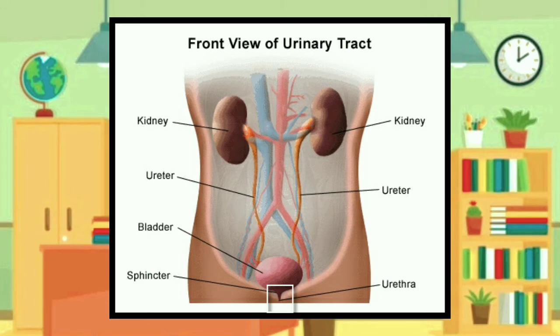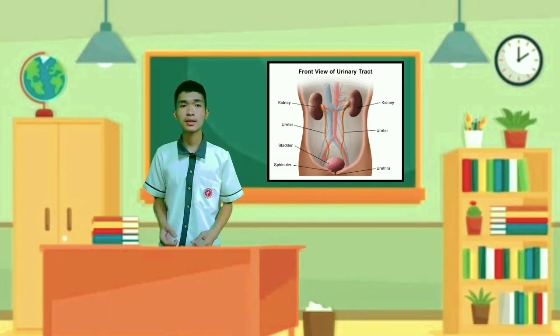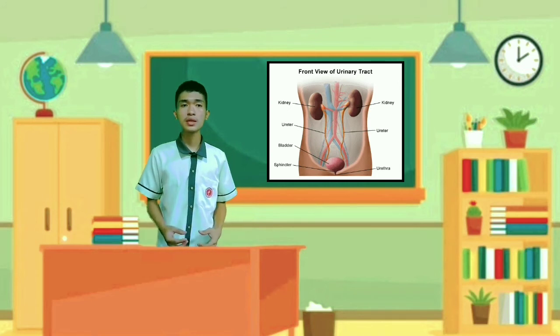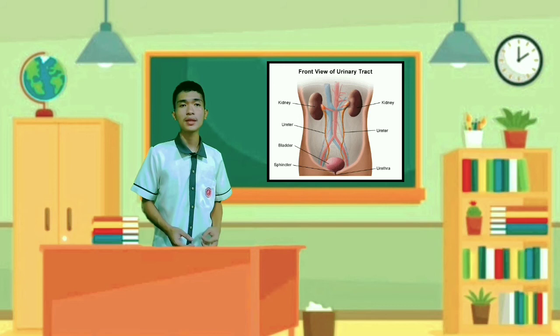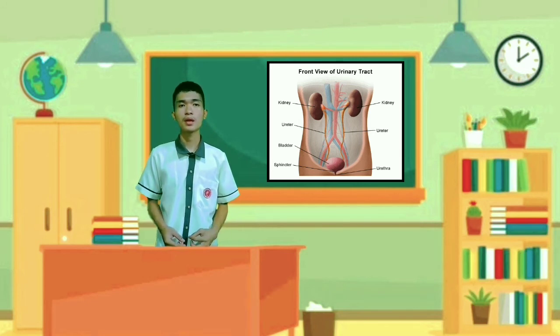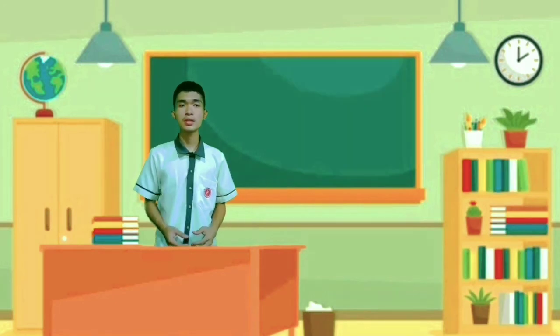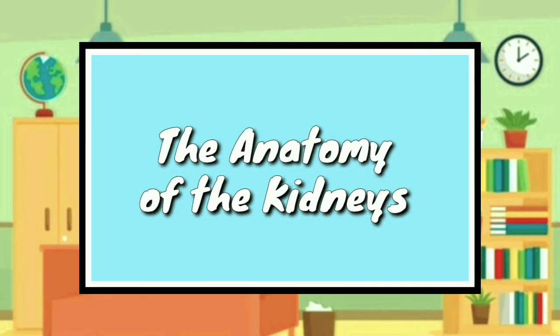The brain signals the bladder muscles to tighten, which squeezes the urine out of the bladder. At the same time, the brain signals the sphincter muscles to relax to let the urine exit the bladder through the urethra. When all the signals occur in the correct order, normal urination occurs. Let's now proceed to the anatomy of the kidney.